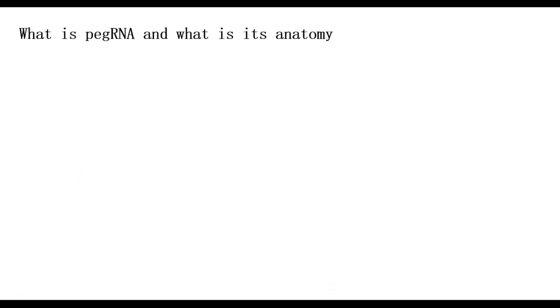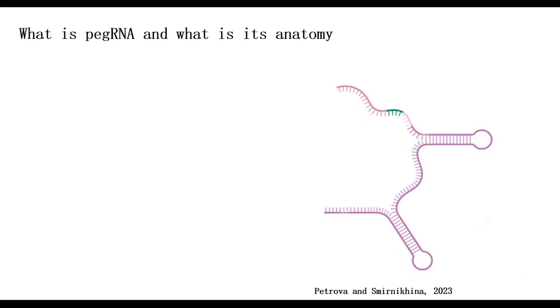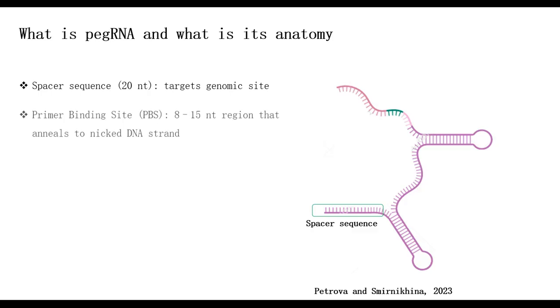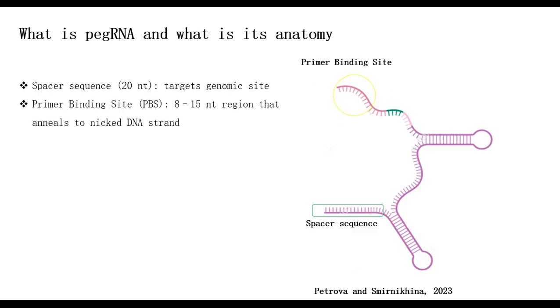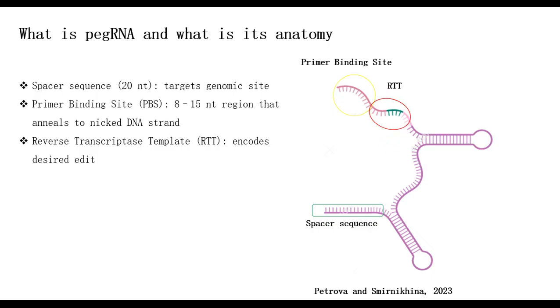What is pegRNA and what is its anatomy? A typical pegRNA is a specially engineered RNA molecule that directs the editing process. It includes a spacer to target the genome, a primer binding site, PBS, to initiate reverse transcription, and a reverse transcriptase template, RTT, that carries the edit. The scaffold ensures Cas9 binding. Designing pegRNAs requires careful tuning.